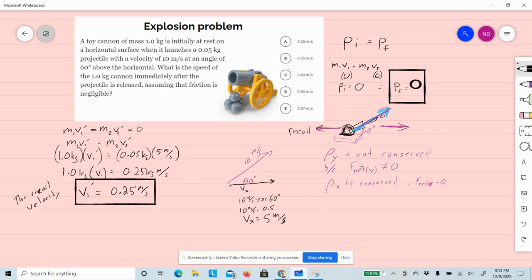A lot of students are going to want to use 10 instead of 5, but momentum's a vector, so you have to break it into its vector components. Which way is the cannon going to recoil? The cannon's not going to recoil down in this direction. The cannon's going to recoil this way, so you only use the velocity to the right, because the recoil is going to be just to the left. I hope that makes sense.